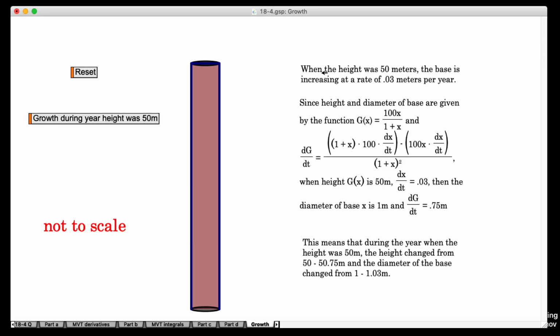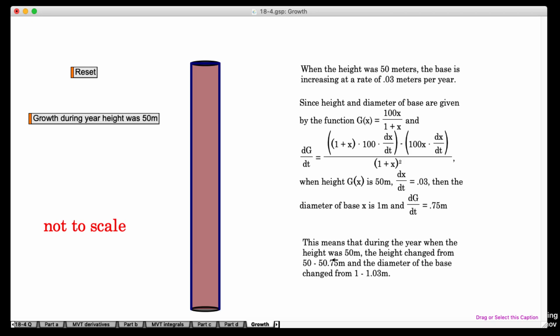Okay, and then here's all the information here. I just redid this. When the height is 50 meters, the base is increasing at a rate of 0.03 meters per year. They gave us that. And since we have the height equation given by this, and when we differentiated it, we get the rate of change of height with respect to time, we calculated that the base was 1 and the rate of change of height was 0.75 meters.